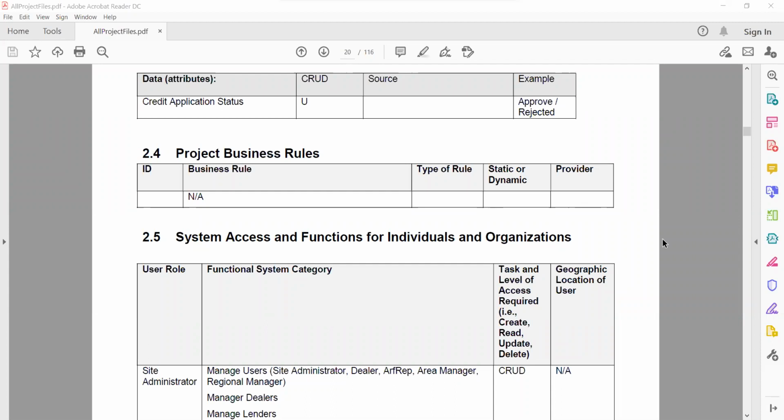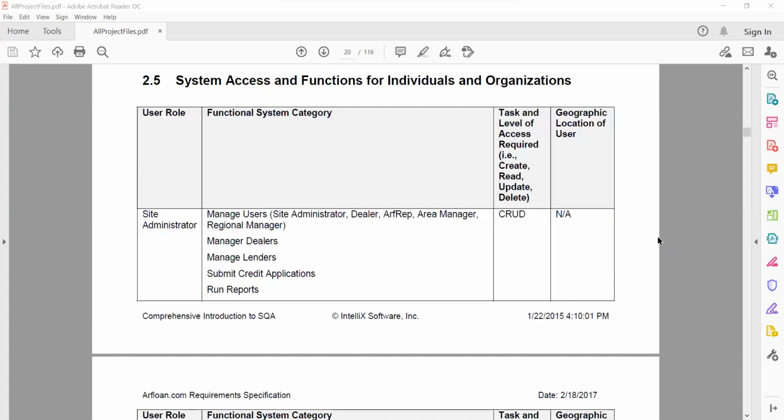Now, when you look into the next section, which is 2.5, this is where the security aspect comes in. So this is where it says, hey, which user can access what functionality in the system? And as part of that access, what kind of data operations can they do? Can they create, read, update, delete type of things?